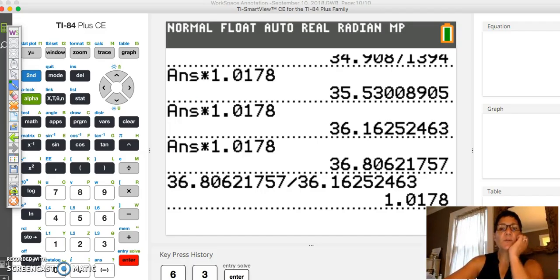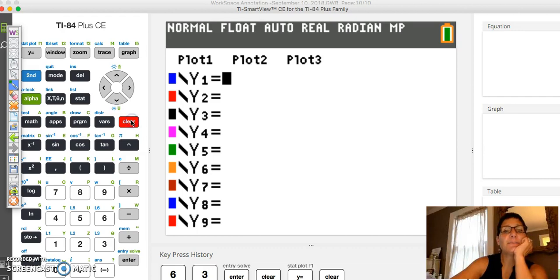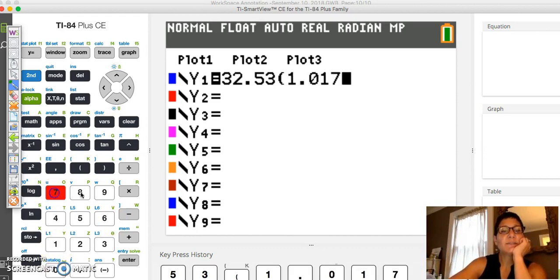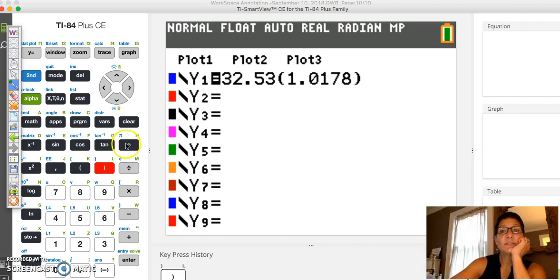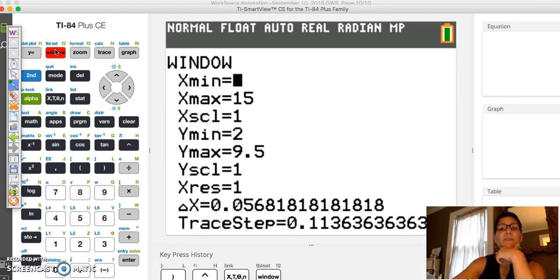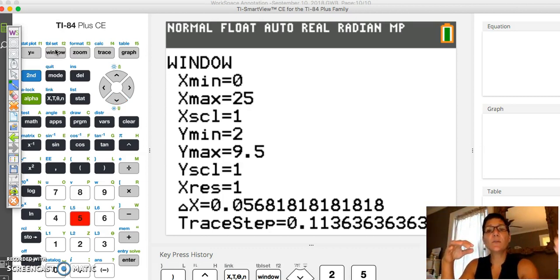Okay, so we're going to go into our graphing calculator. Let me clear all this out. And I'm going to go into my y equals, and I'm going to clear that. And I'm going to put my 32.53 and then times my 1.0178, closing that out, raised to the x power. Now, if it's in years, again, there's no wrong answer. Let's find out what the population would be over the course of, let's get crazy, 25 years. Okay, so we'll go from 0 to 25.